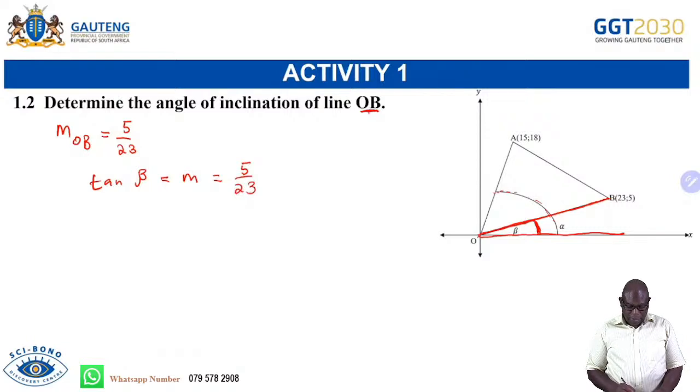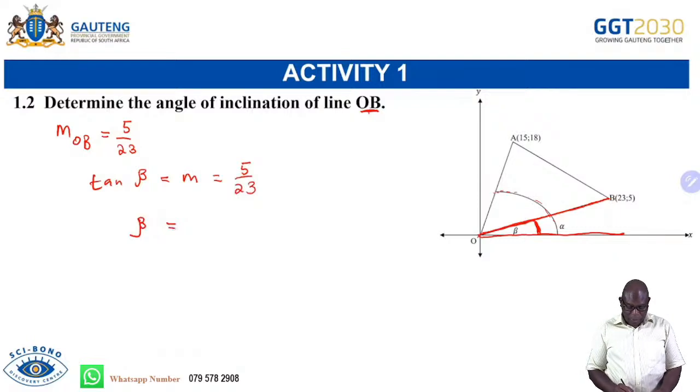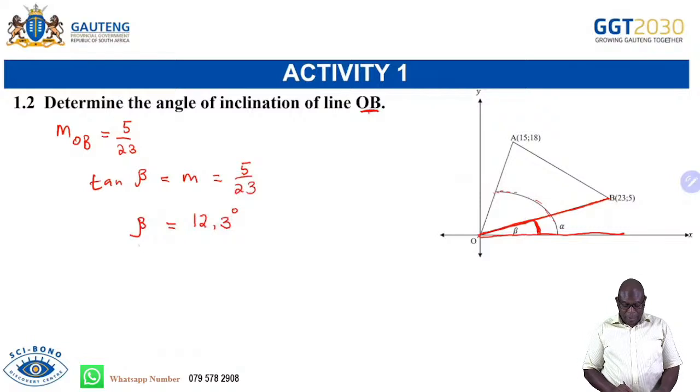To get the angle, you go to your calculator, then we go to shift, tangent, then we put a fraction button, 5 over 23, we close the bracket, then we say equals, and our angle will be equal to 12.3 degrees, correct to one decimal place. So we have an angle beta of 12.3 degrees. We can see that's a small angle here. And that's all that we want.